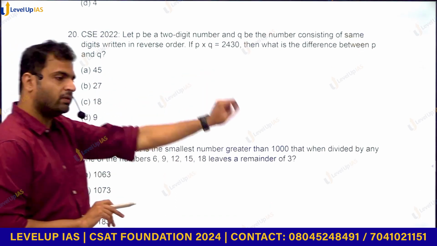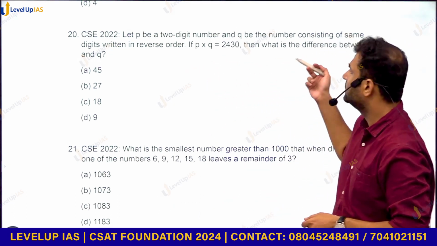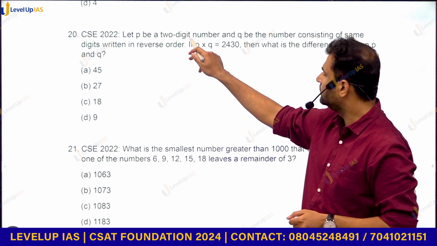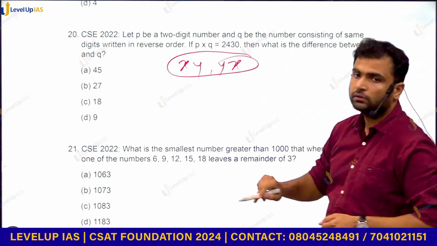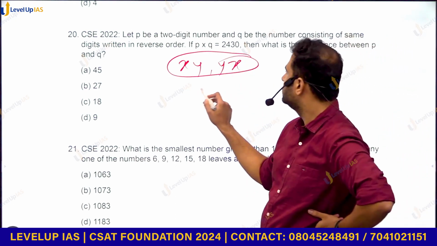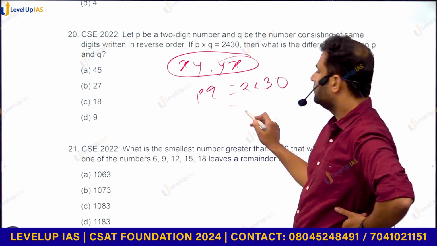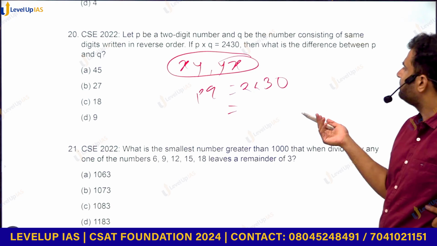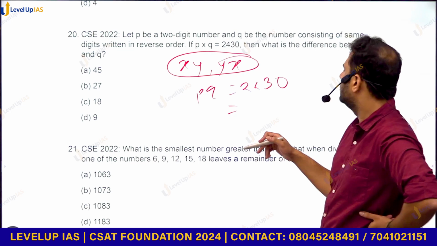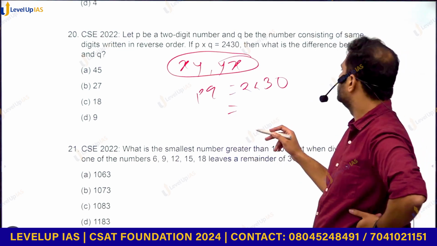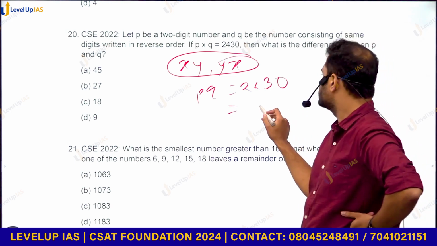Now again this is a question of prime factorization. We have 2-digit numbers, and they are like xy and yx, that is given. Their product is given as p into q equal to 2430. We can just try to find the prime factorization of this particular number. So let us try to divide it by 9, it is divisible by 9, that we can see.